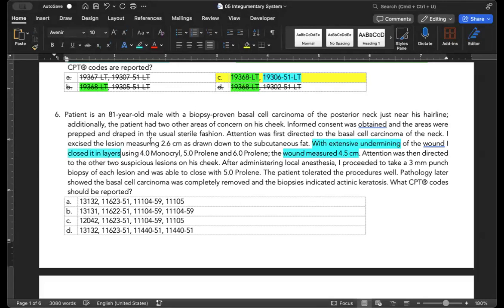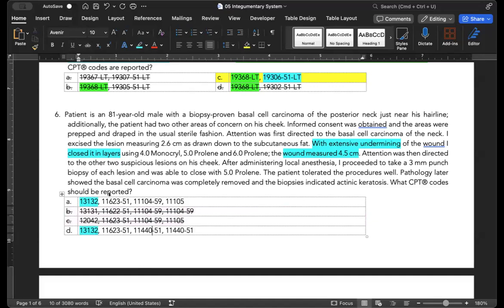Yep. If you don't know what is included in simple versus intermediate versus complex, you do have your guidelines on pages 94 and 95 in the 2024 manual that will tell you what is included in each of those 3 different types. Okay. So we know we need the 13132. So we're going to rule out B and C.